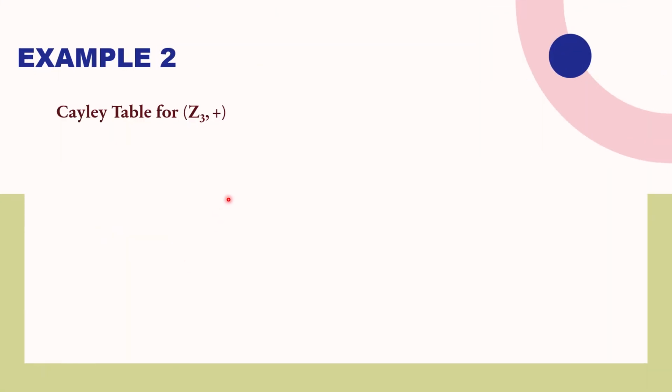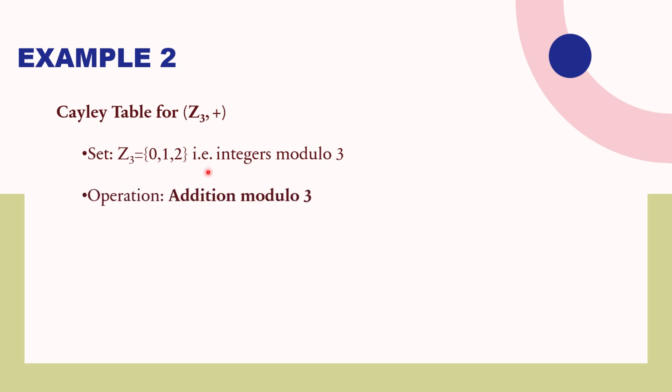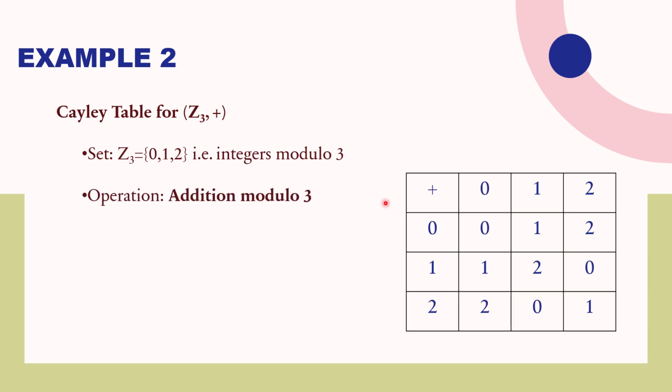Then we have example 2, which is the Cayley table for Z3 with addition. Now Z3 means starting with 0, 1 and 2, so 3 elements. The operation is addition. Again, very simple. 0 plus 0 is 0, then 1, 2, so the identity will repeat the elements. Again, in the column it's repeating the elements. 1 plus 1 is 2. We write 2 because 2 is part of the set. But when it's more than 2, for example 2 plus 1 gives 3, 3 is represented by 0.